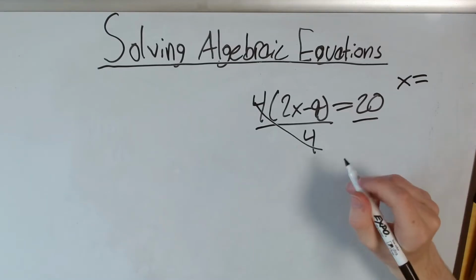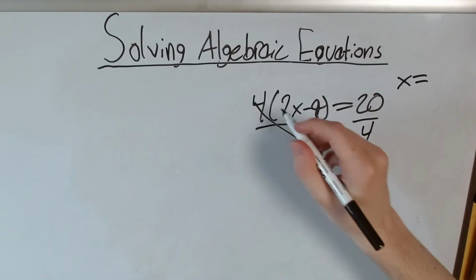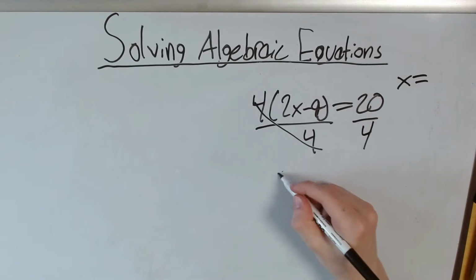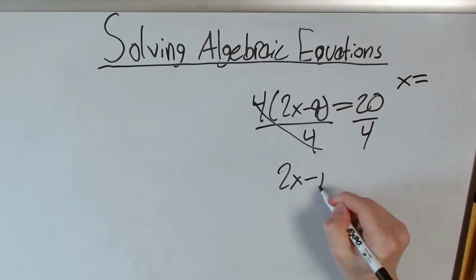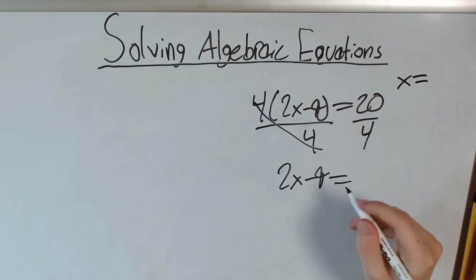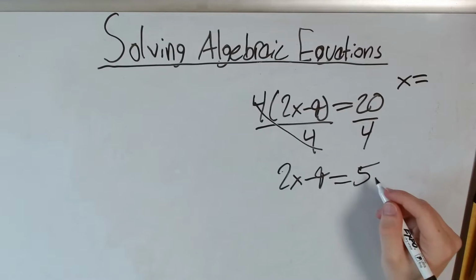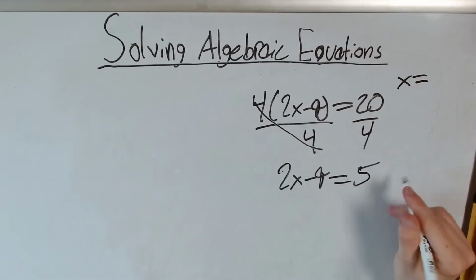And we have to do it to the other side too. So we've gotten rid of this cumbersome mess of parentheses. We're just left with 2x minus 9 equals 20 divided by 4, which is 5. All right, now we just got to get back in the groove.